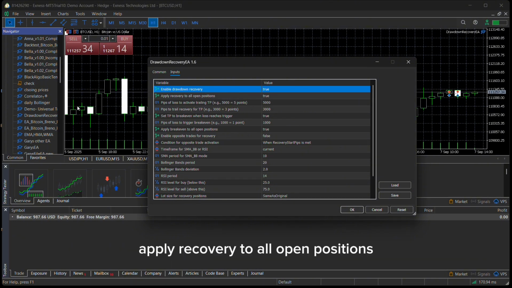Apply recovery to all open positions. This is so that you won't have to start attaching it to every chart. Once you put it on one chart, it will work on every position to help recover your losses.